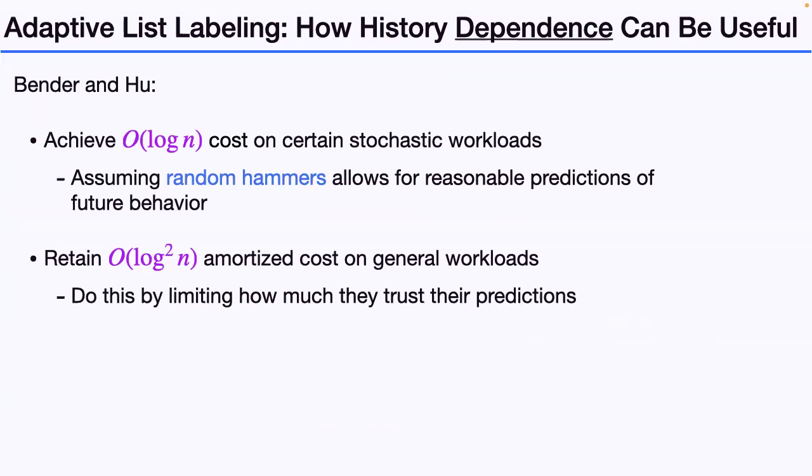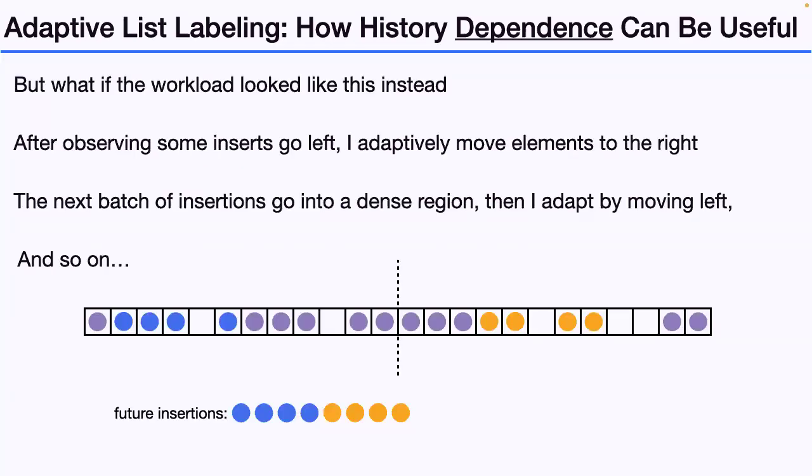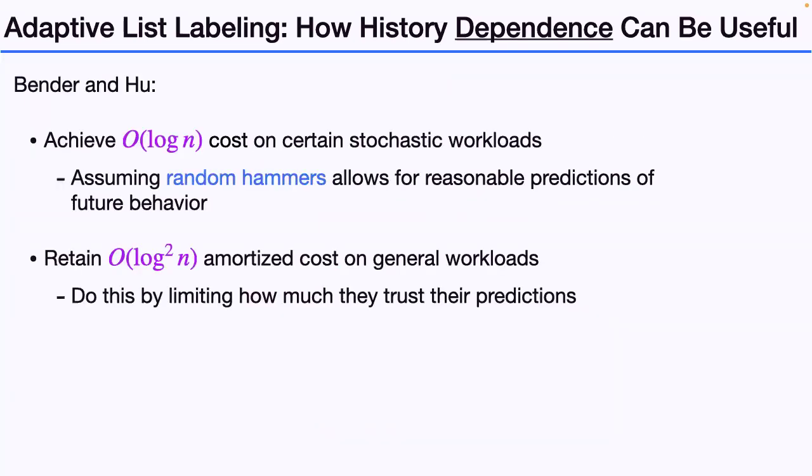Okay, you'll see why I'm telling you about this in a second, but as for the question you had earlier, this can be useful if we restrict to a certain class of workloads. In the Bender and Hu paper from '07, they use this to achieve log n on certain stochastic workloads. Random hammers is a class that includes the hammer I just mentioned earlier, as well as the possibility of randomly picking a location and then hammering there for a while. So basically they say, if we have one of these workloads, we adapt and preemptively move stuff in our algorithm to achieve log n cost.